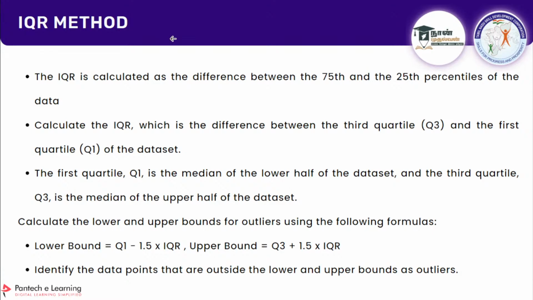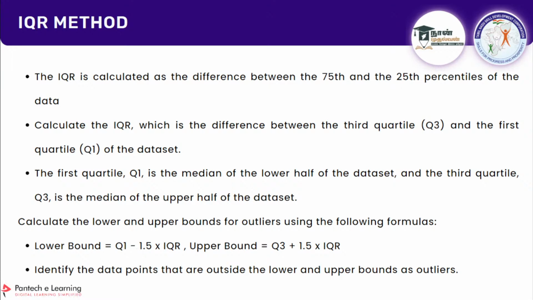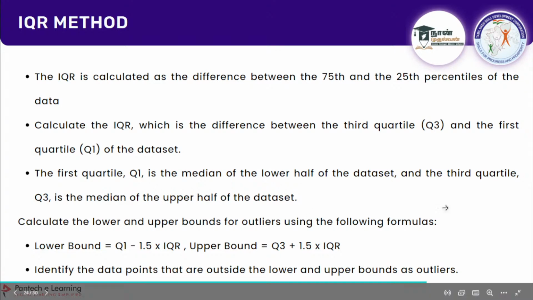So how to calculate them? The lower bound value will be Q1 minus 1.5 multiplied by IQR, and the upper bound will be Q3 plus 1.5 into IQR. So this will give you the lower and upper bound. What you can do is use it as a filter. If the value is lower than the lower bound, you can consider it a lower outlier. If the value is higher than the upper bound, then you can consider it an upper outlier.